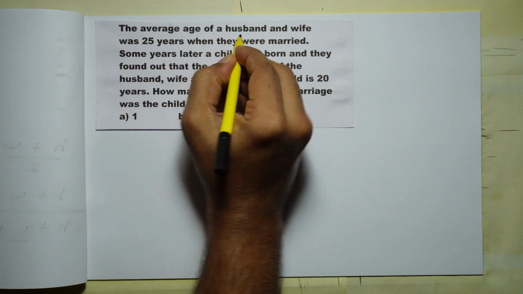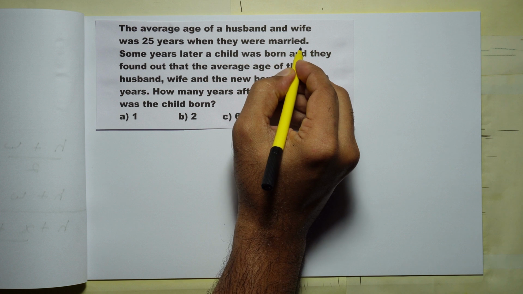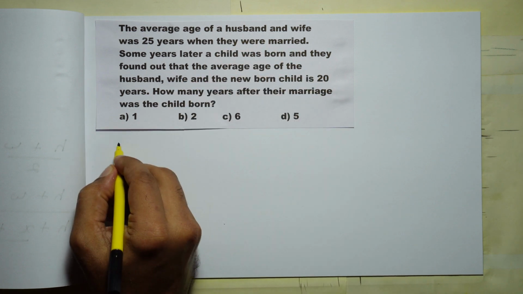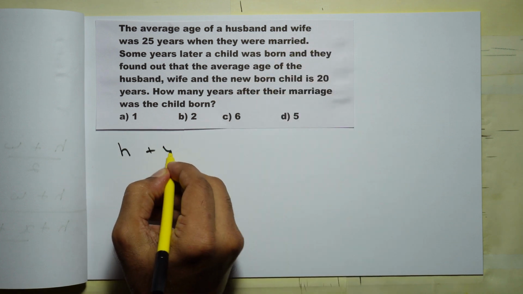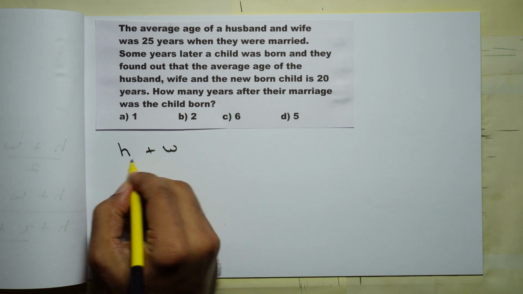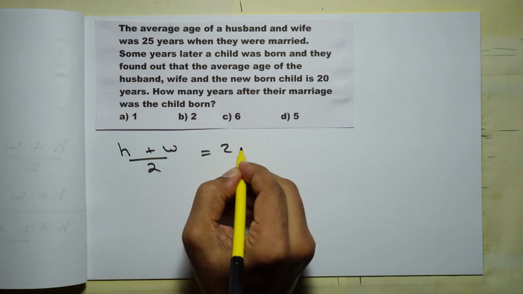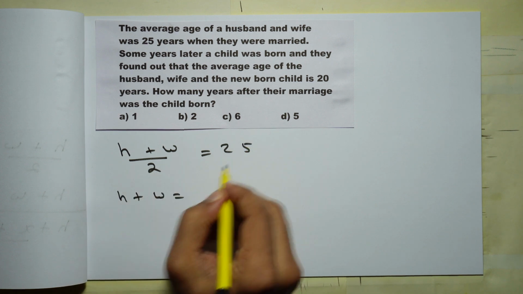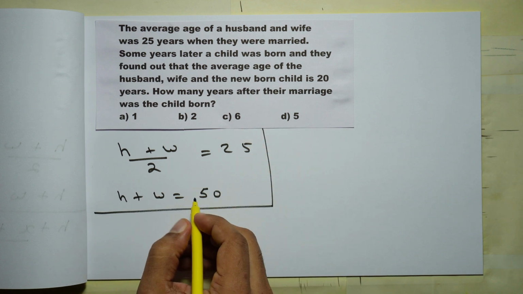The average age of a husband and wife was 25 years when they were married. So we will assume that the age of the husband when he was married is H and age of the wife when she was married is W. Their total sum divided by two numbers, and this average is now 25. So from this you will get H plus W is equal to 2 into 25 is 50. So this is the first equation that you get.